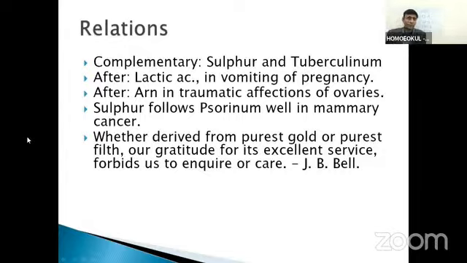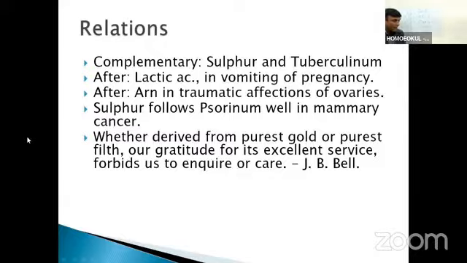In tabacum, just see vomiting of pregnancy. When lactic acid fails, and within bracket you will get Psorinum too. So after lactic acid fails in vomiting of pregnancy, or in case of hyperemesis gravidarum, there are 2 medicines. One is tabacum, next one is Psorinum.